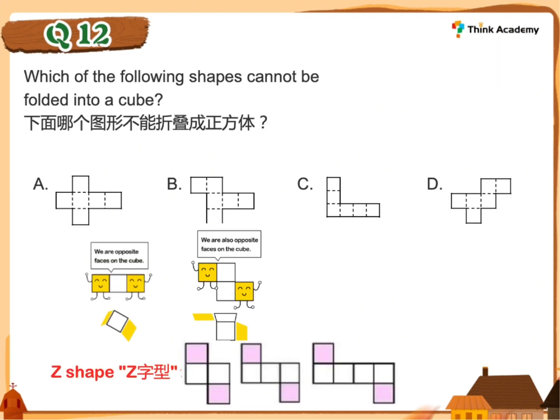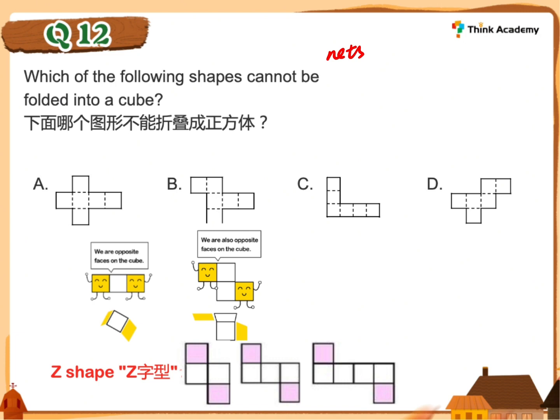Question 12 is about the net. Okay, 展开图, the net of the cuboid. Which of the following shapes cannot be folded into a cube? Yeah, a cube. For this question, you have a strategy, or you can call it a skill.